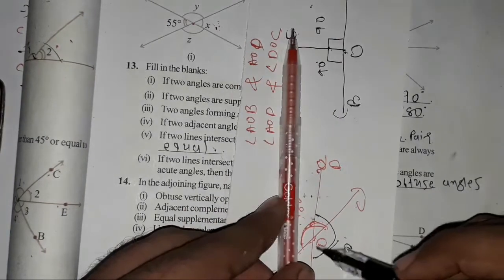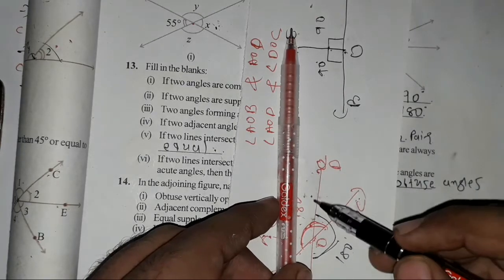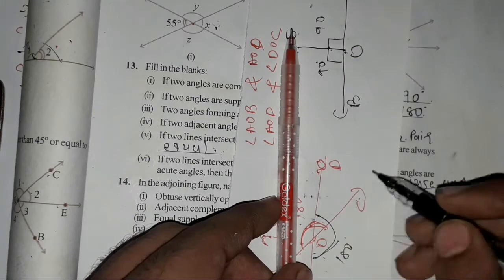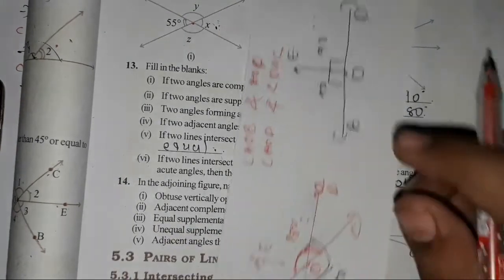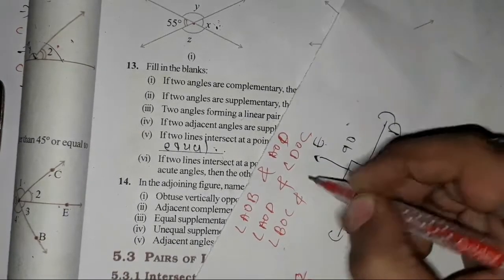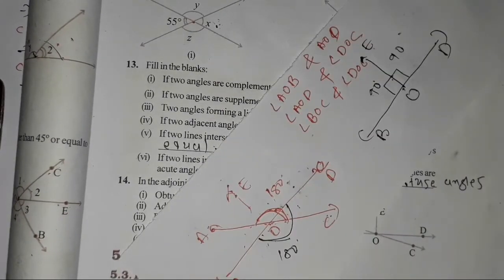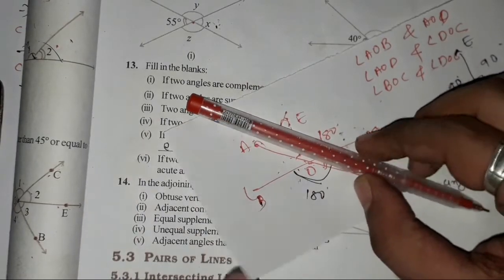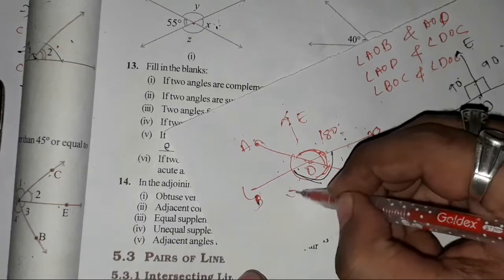So here angle BOC and angle DOC, two pairs are there, so the summation of these angles will be equal to 180 and both are unequal. This one is small and this one is large. So the third pair is angle BOC and angle DOC. Now here on this side, if I consider this as a straight line, the angle formed on this side will be equal to 180 degrees.